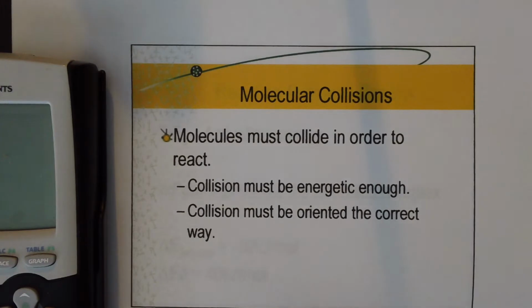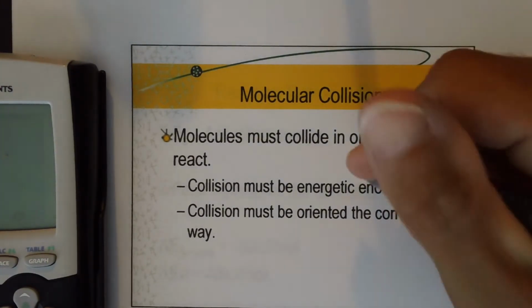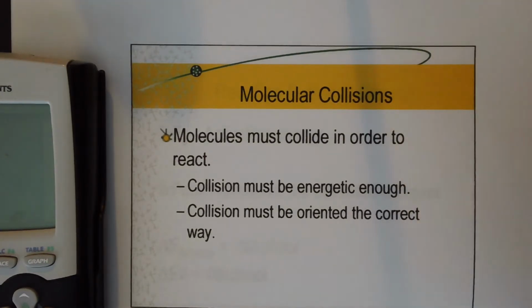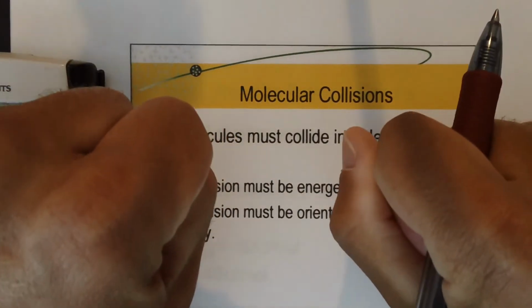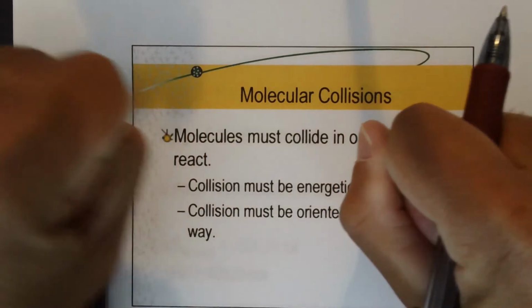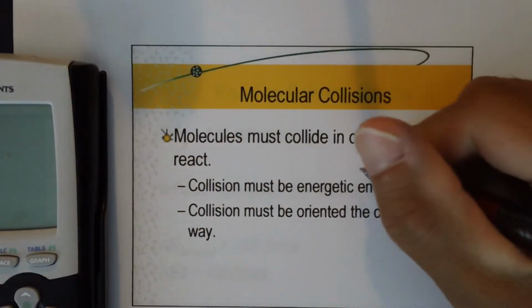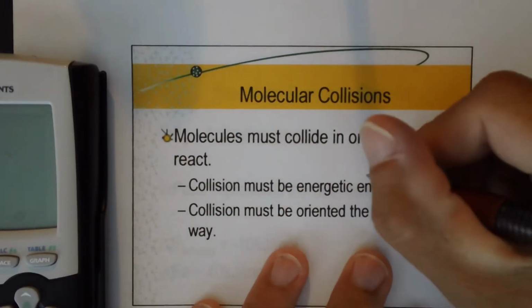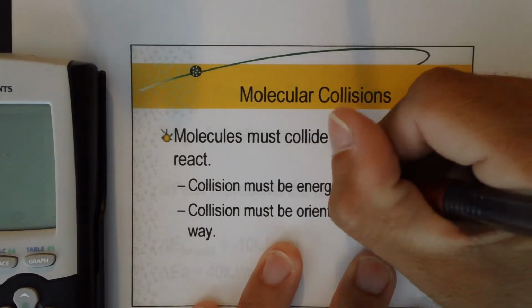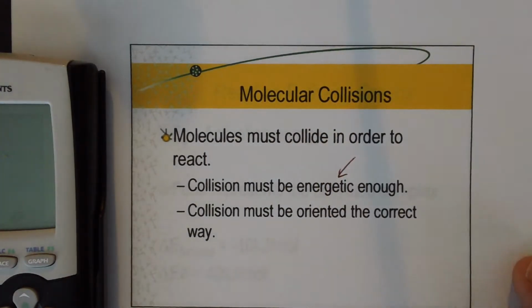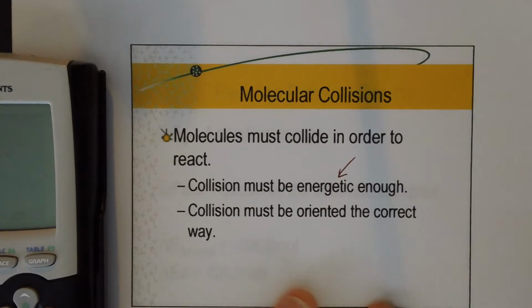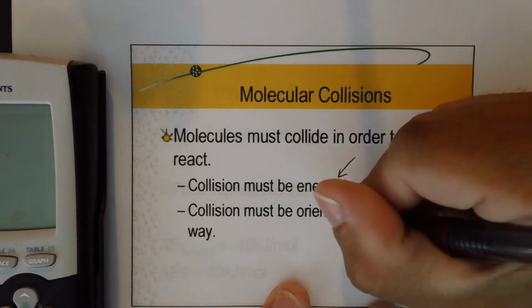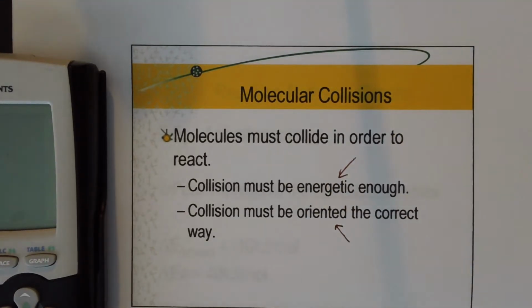In order for a reaction to occur, you have to have a collision. Things sitting independent of one another are not going to react. They have to run into each other in order to react. When they collide, they must have enough energy, so they have to be energetic enough, and they have to be oriented in the right way.